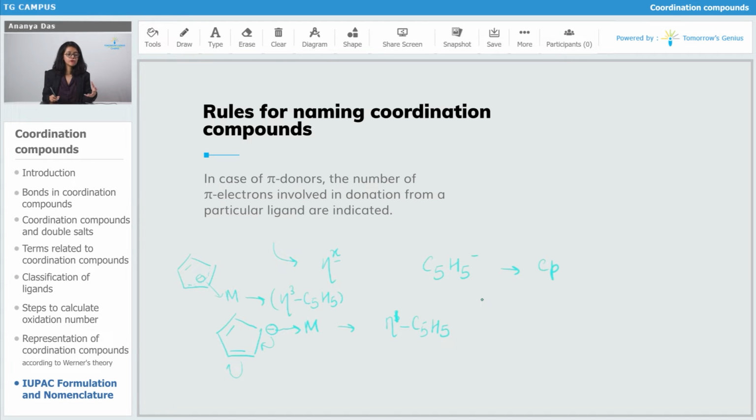And if all of them are involved in donation, that is, once the negative charge reaches here, then it is further delocalized over here. So all of the carbon atoms are involved in donation. There are 5 carbon atoms involved in donation, so it will be eta 5 C5H5. That is, hapticity is 5. In this case, hapticity is 1. In this case, hapticity is 3. So when hapticity is 5, the negative charge is delocalized over the entire ring, and that is what is donated to the metal. So this is the case of a pi donor.